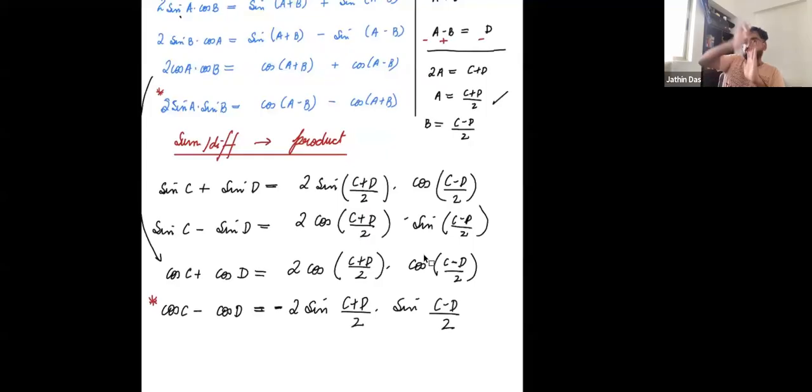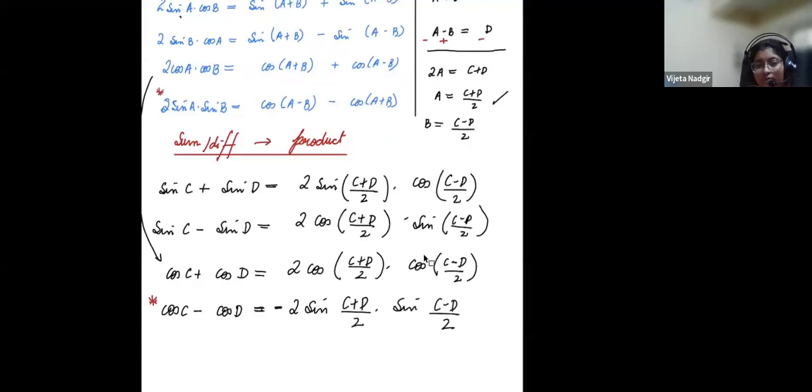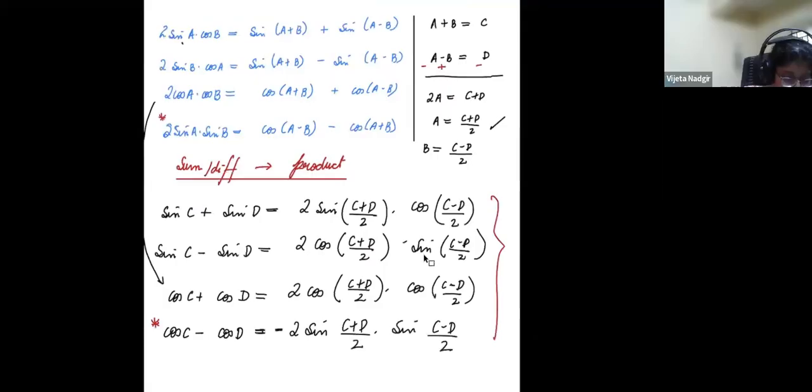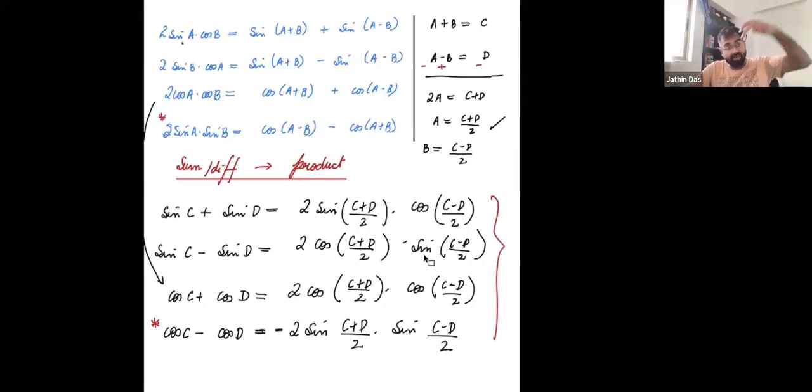So this is the difference to product. Written this also. So this, 4 plus 4 plus 4, 12 formulas you should know. It should be at your fingertips. I know we are deriving it from the other one. All are derived only.